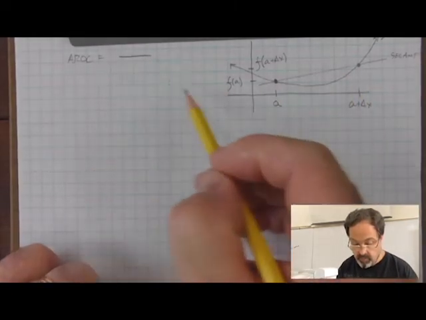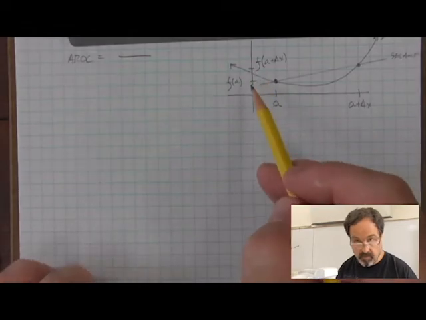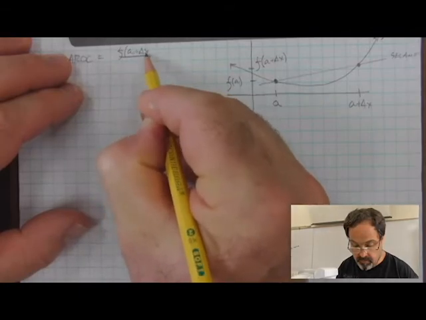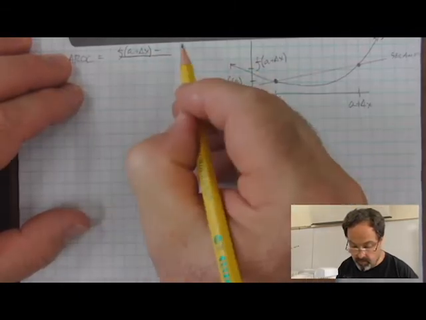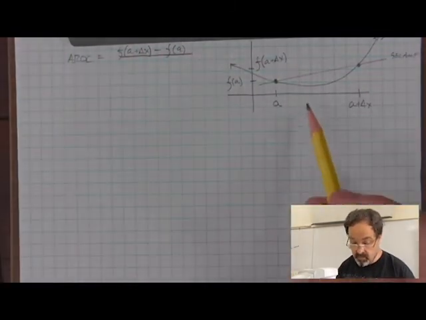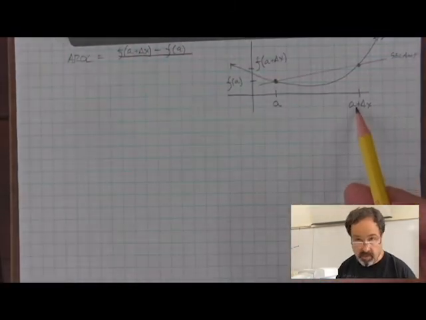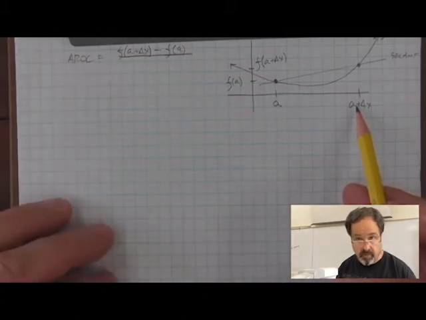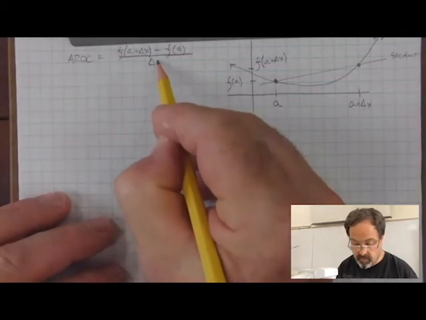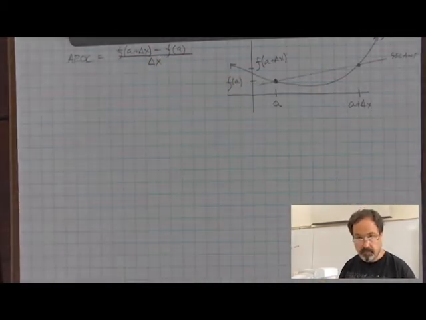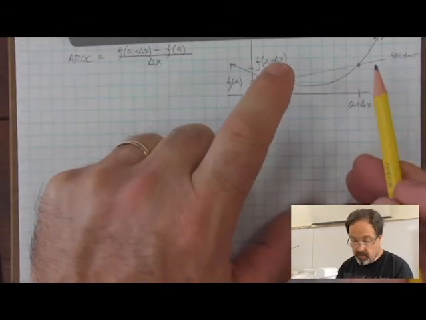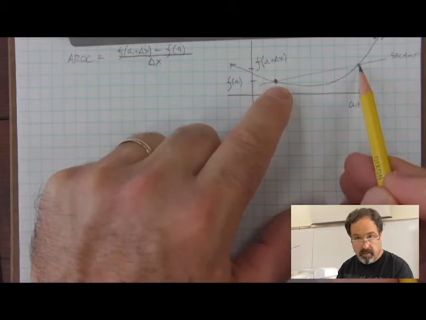We have a rise, which is the difference in these function values. The latter value f at a plus delta x minus the former value f of a. And if we divide by the run, the difference in a and a plus delta x, we'll find the slope. The difference between a and a plus delta x is the change in x. This is for an average rate of change, the slope of a secant line.